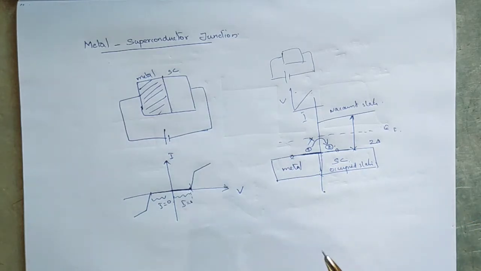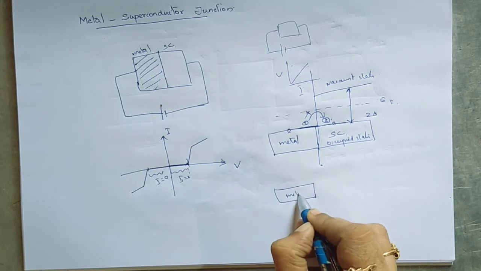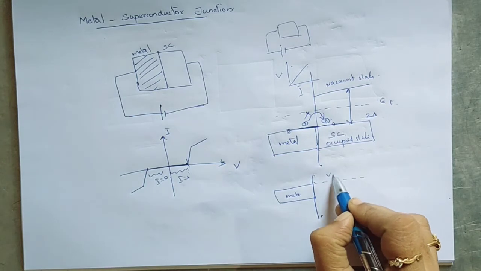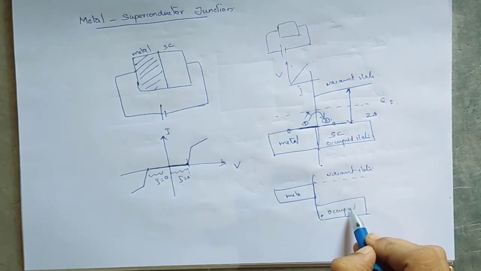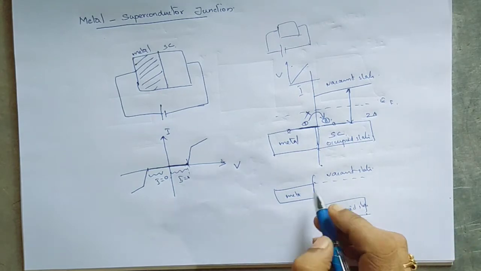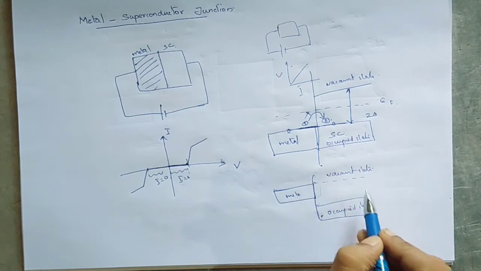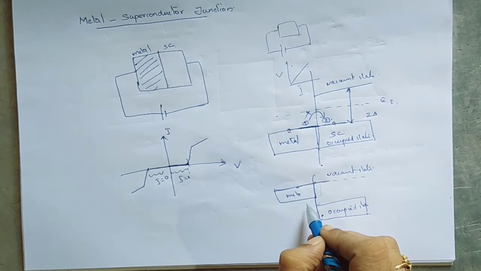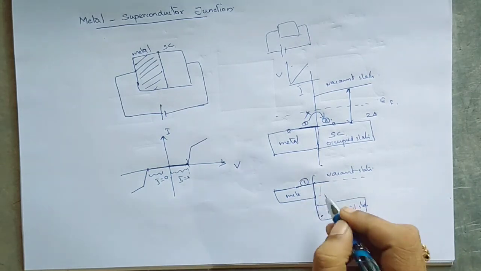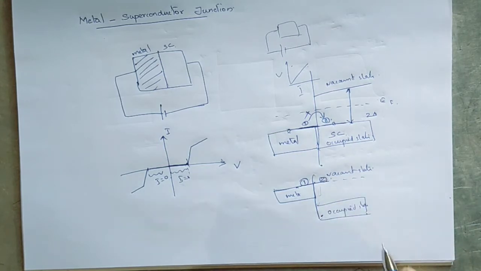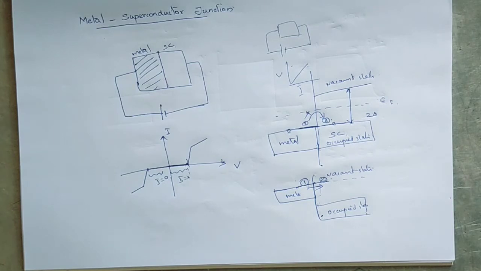Now, as we keep increasing the voltage, what happens? Metal, vacant state, this is the occupied state. Only when the top of the occupied level in the metal side comes equal to the vacant state, an electron can flow inside the system. There is the possibility of the transfer of the electron.